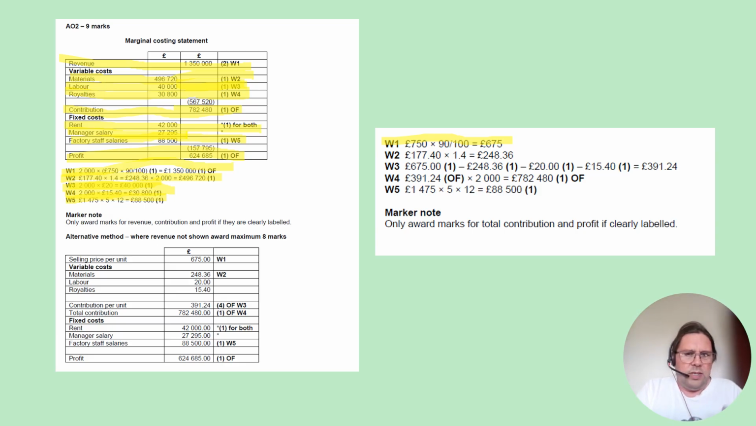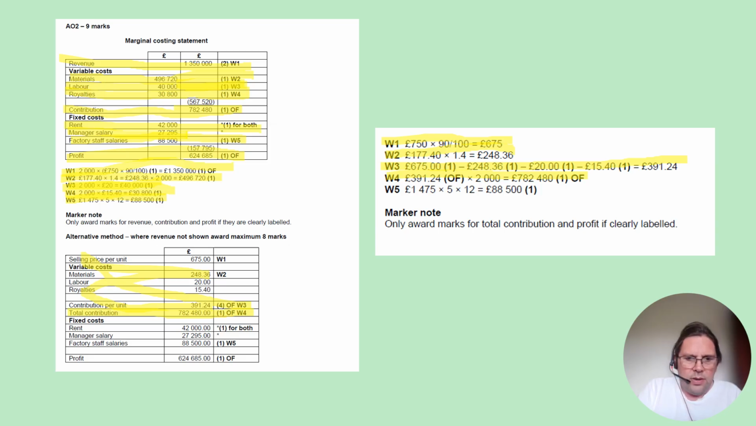What we've also got is a different presentation. So you could present it in the contribution way. So we've already really said how we're going to work out the 675 and then 248.36, but you could then use that to work out the contribution per unit or CPU of £391.24. So if you look at this presentation, you're going to get 4 marks for getting down to the 391.24, and then multiplying that by the 2,000 units gives you the same contribution, 782,480, than you got above. So you can still gain all those marks, just in a slightly different presentation.